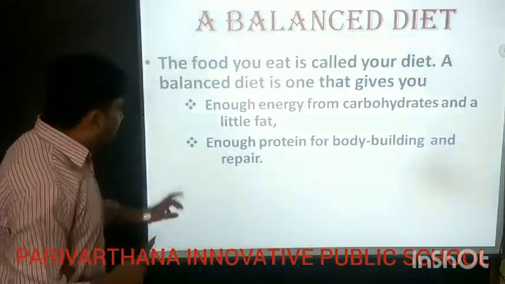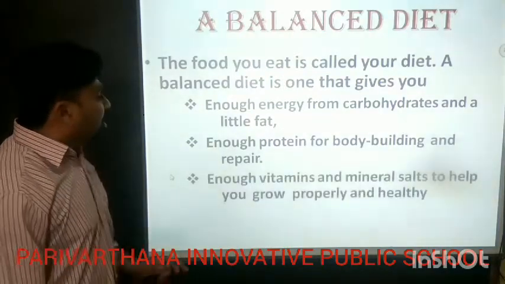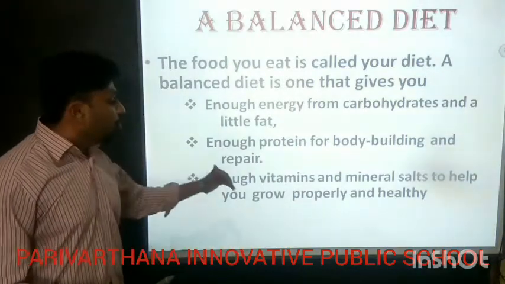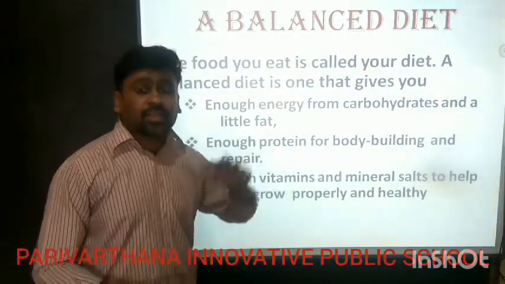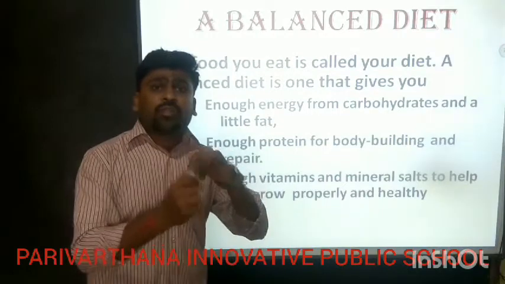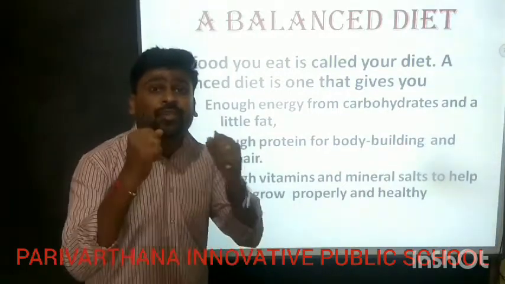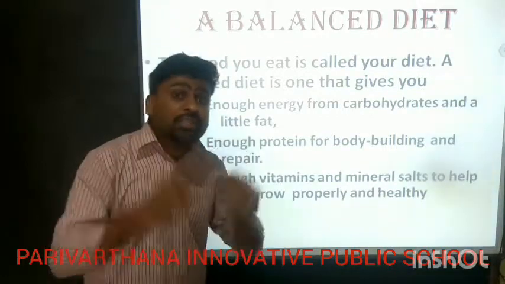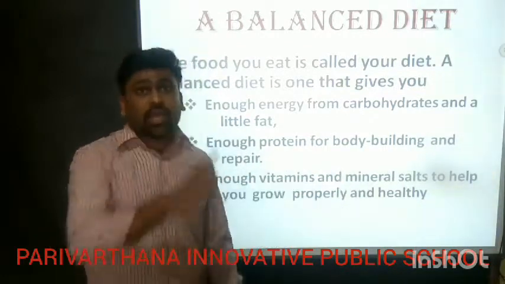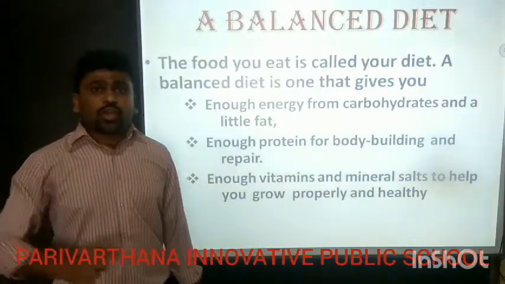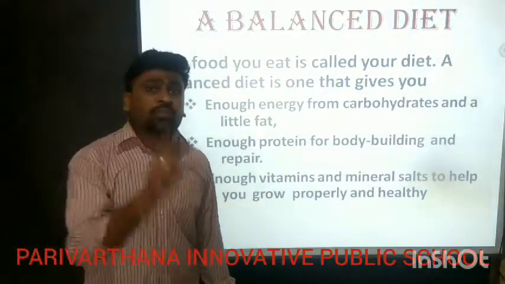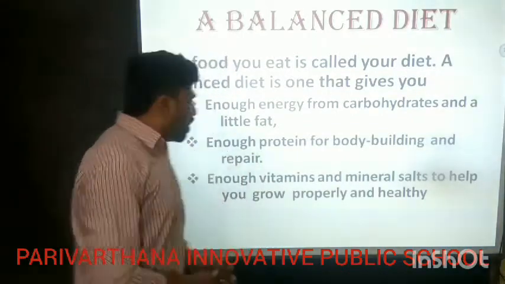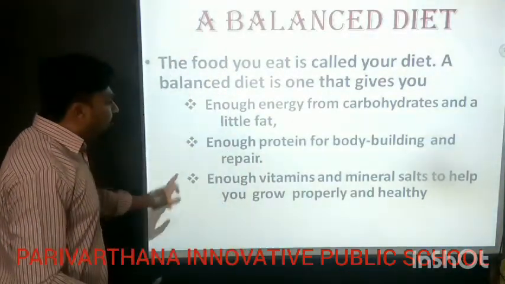And the third one is enough vitamins and minerals, which help you to have proper health. You already know that vitamins and minerals are protective foods. This is the kind of food which protects us from diseases. That's why you have to take proper vitamins and minerals for our body. These are the three important ones.